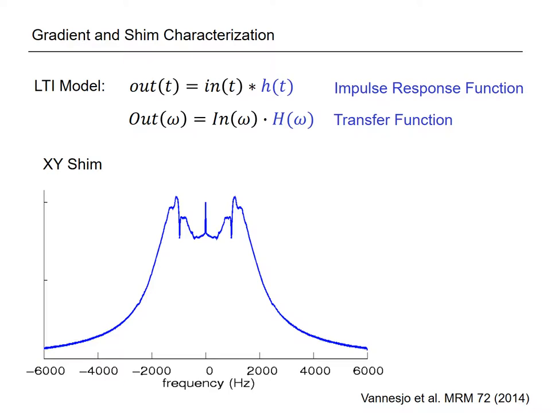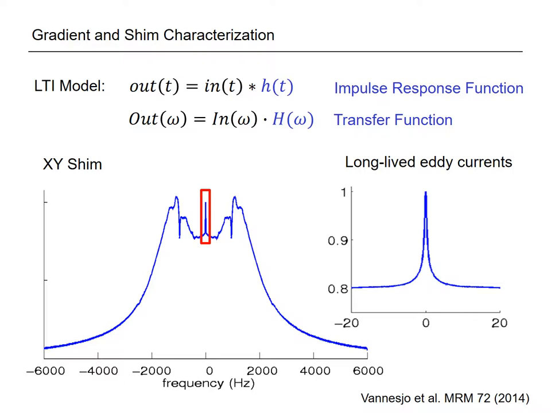With the measured field response, we can calculate the SURF, here shown in the frequency domain for the XY shim channel. There are many interesting features to look at in the measured SURF. First, if we zoom in around the center, we see that there is a sharp peak around DC. This corresponds to long-living eddy currents running on the heat shield of the cryostat.